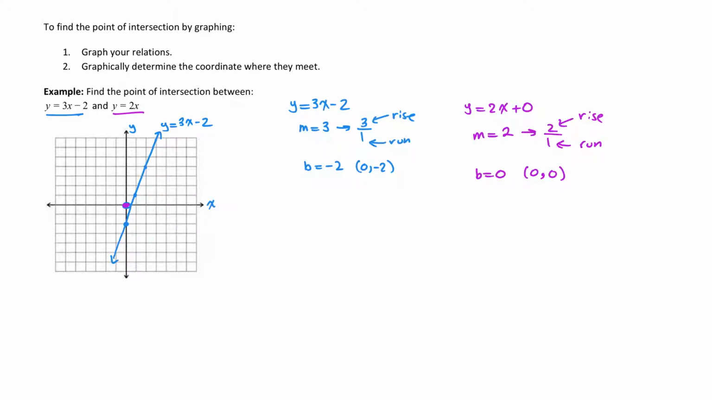My rise is 2, so I would go up by 2 and run by 1. Up by 2, run by 1. Up by 2, run by 1. So I can actually graph this out, and once I do that, I get a straight line that looks like this. And you can see already where they intersect. This is exactly where they intersect. I will just use a different color to show that. It's right here. And I can then go and find the coordinate of this point.